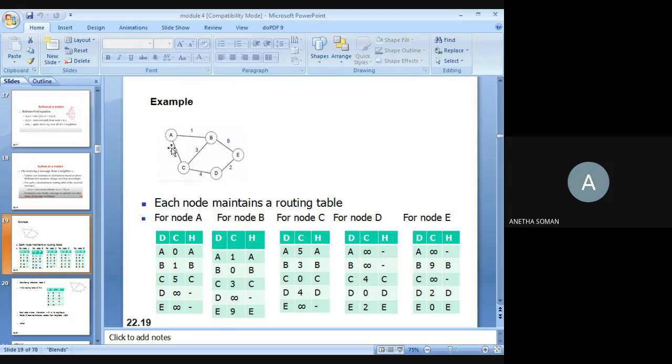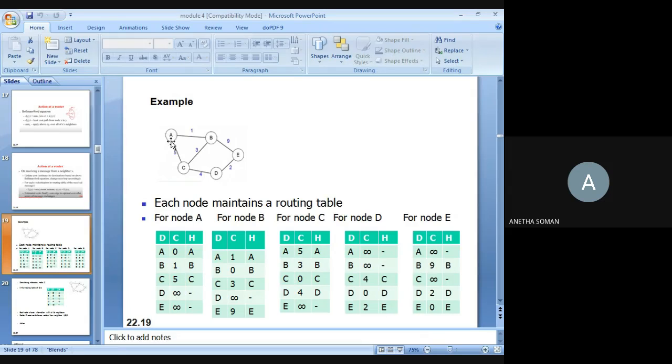Now I am going to write the routing table of node A. Assume this is your node A, and I have to write the fields in the routing table. Then all the nodes I have to consider. So I have written my destination nodes as A, B, C, D, and E.